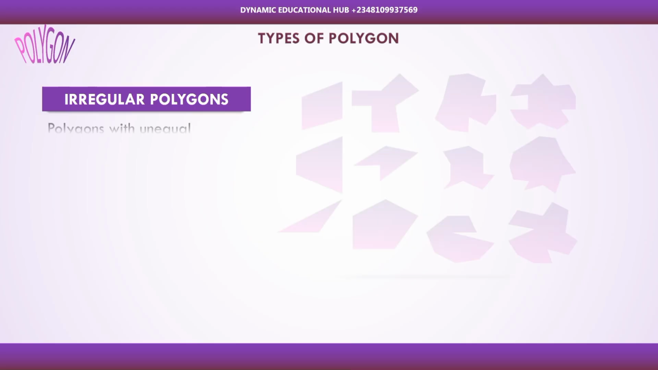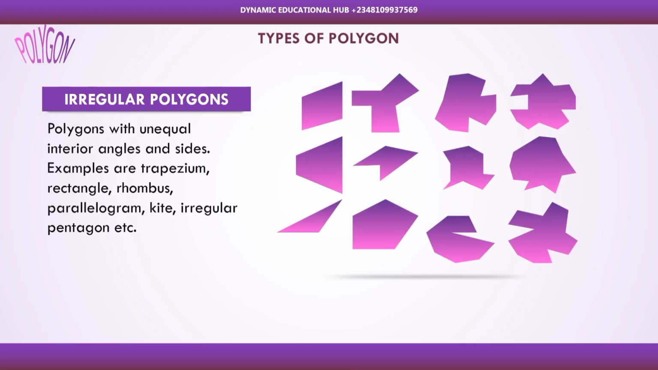The next one is the irregular polygon. Irregular polygons are polygons with unequal interior angles and sides. When you have a polygon with unequal interior angles and sides, we have an irregular polygon. The first one here is a rhombus. Even though the sides are the same, the interior angles are different, so it forms an irregular polygon. The same thing applies to all these shapes that we have here, they are all irregular polygons.